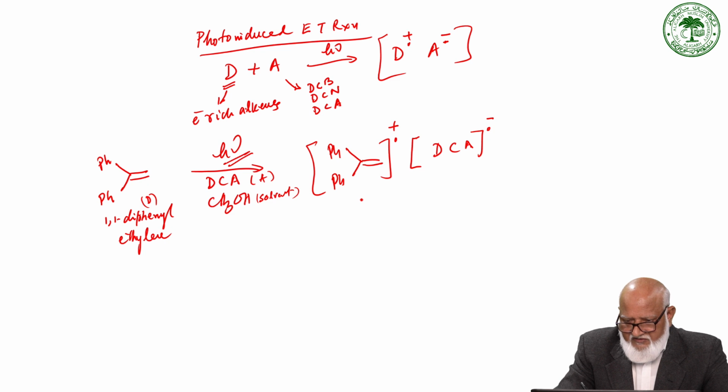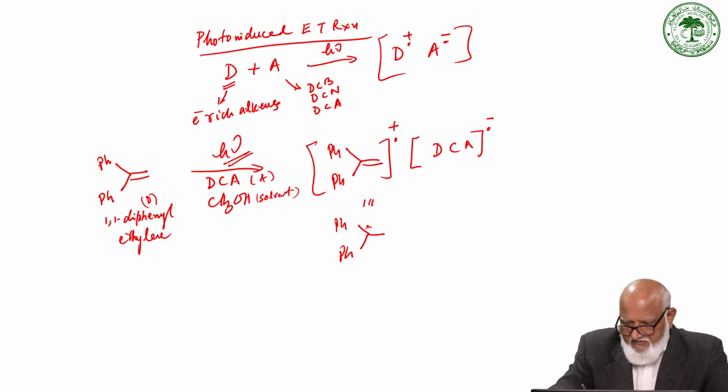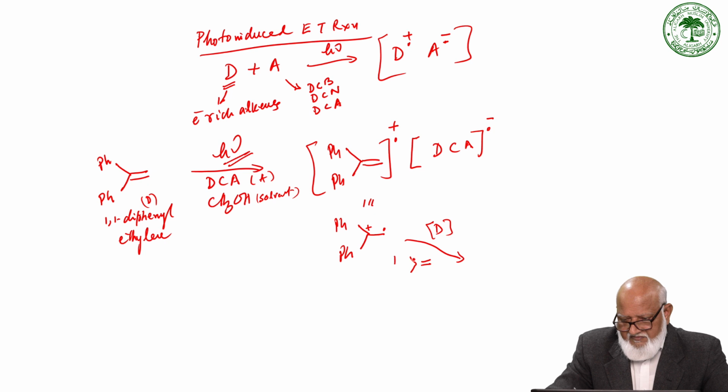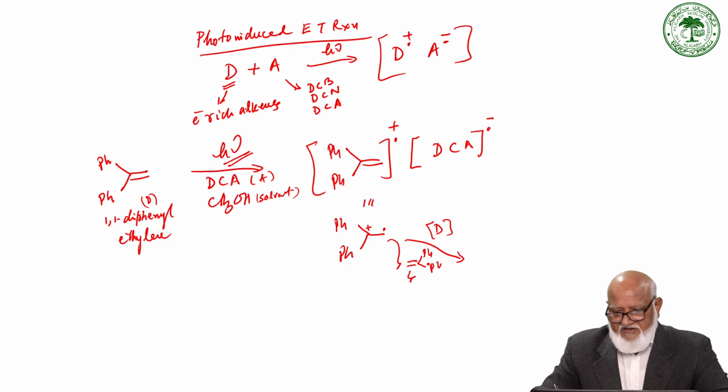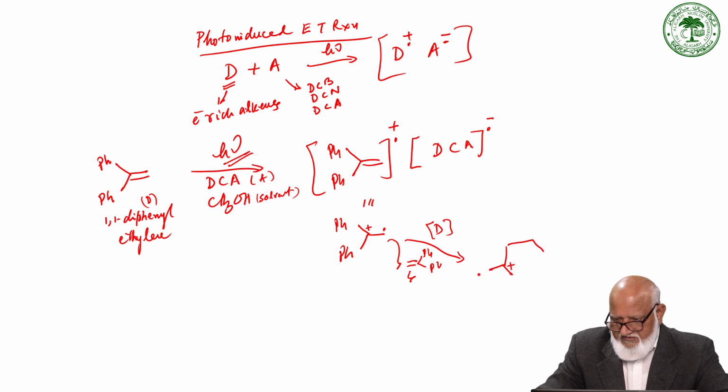Just for specifying where the radical and cation are, we have a cation here and a radical here, and this can add to another molecule of the starting 1,1-diphenylethylene. It is going to add from this side. So two molecules of diphenylethylene react to give a CH2, a positive charge here with diphenyl, and then a radical here with the diphenyl.